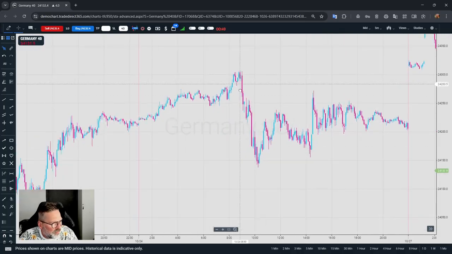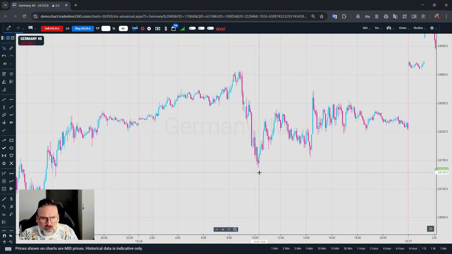Here's one, right? It goes straight down, then pulls back and makes a second leg down, pulls back and makes a third leg down. If somebody talks about legs, I don't want to go too deep into that, but that's what it means, right? So here again, nice trading range.